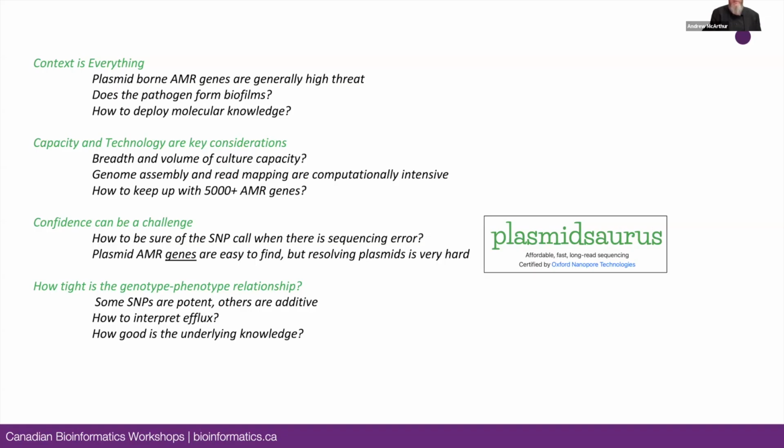We now use Plasmidosaurus. So we send a DNA isolate. It does Illumina and nanopore simultaneously. Nine times out of 10, we get complete plasmid sequences. So this is going away as a problem. Lastly, you have to be very careful on the genotype-phenotype link. A lot of SNPs are potent on their own, but some are additive. You will always find efflux genes. Some are important, some of them are not, some of them are additive. How good is the underlying knowledge? A resistance gene that only has one published paper, yeah, be skeptical, versus one that's been involved in many studies.